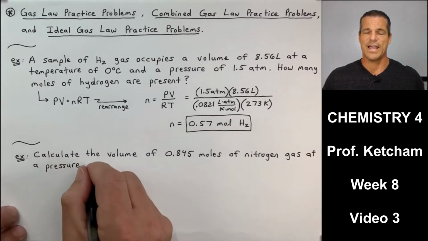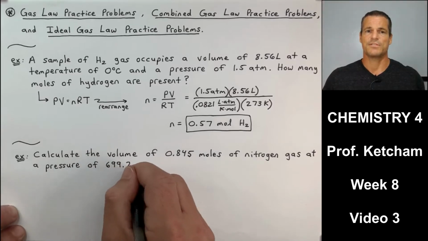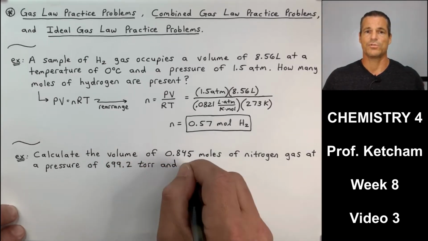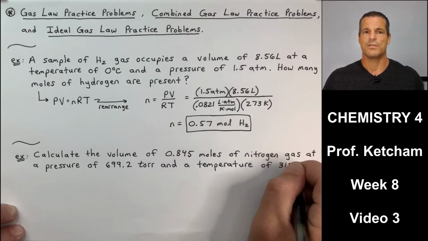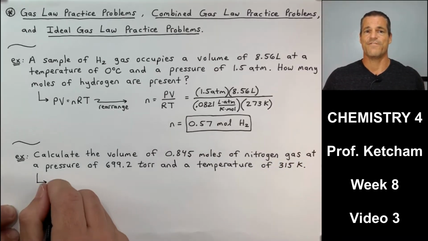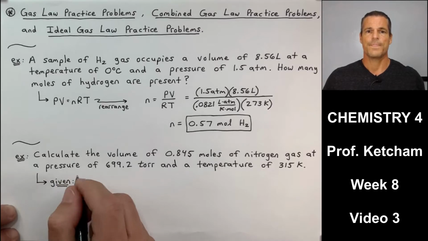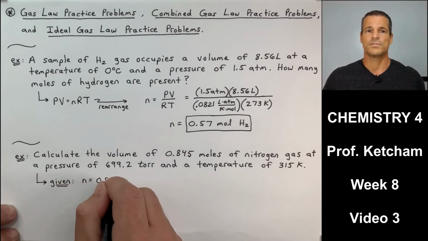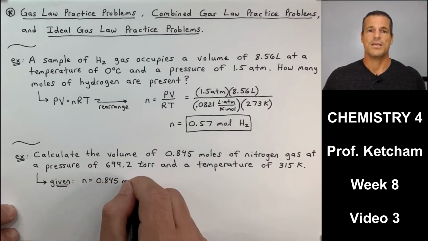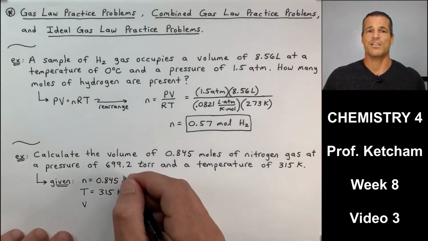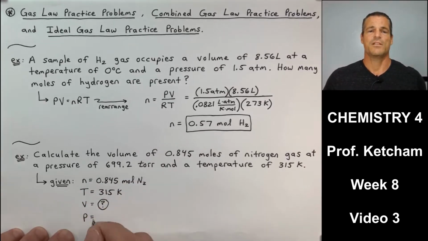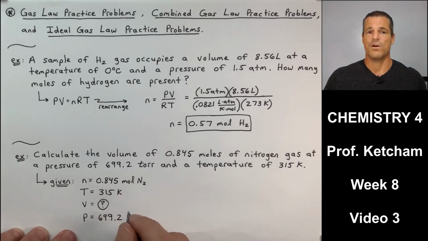So the second example here on page 1 of our notes says, calculate the volume of 0.845 moles of nitrogen gas at a pressure of 699.2 torr and a temperature of 315 Kelvin. So we want to find V, volume. We're given moles, we have a pressure P, and we have a temperature T. I'm going to make a list of everything I was given, and you see that the one we're missing is volume.